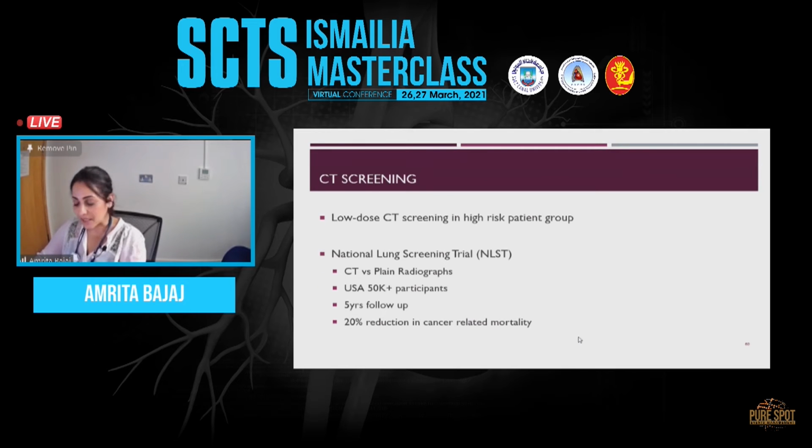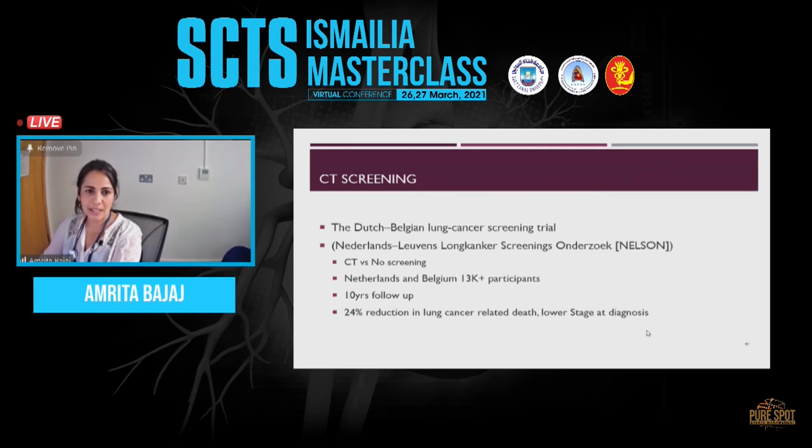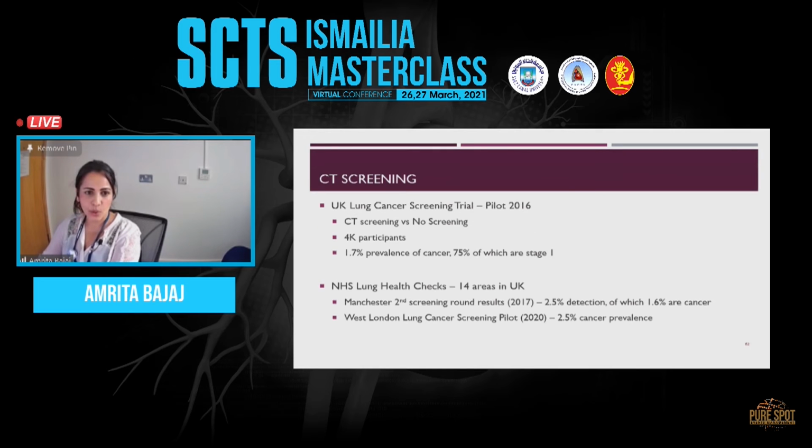So let's talk about CT screening. CT screening is something which is up and coming in the UK, but it all started with, and all of you might be familiar with, the National Lung Screening Trial, which was in the USA with 50,000 participants with a 5-year follow-up. It was CT versus plain radiograph, and it showed a 20% reduction in cancer mortality, which led to the Nelson trial, which is a bit more recent, which was CT versus no screening. It was with 13,000 participants, 10-year follow-up, and showed a 24% reduction in lung cancer mortality because of a lower stage at diagnosis, which is currently now in the UK being shown in the lung health checks.